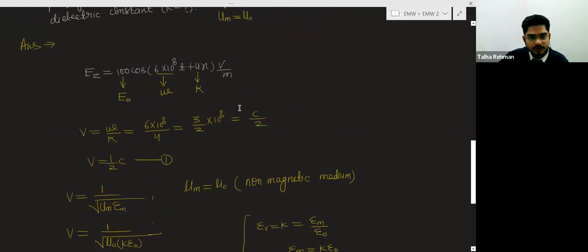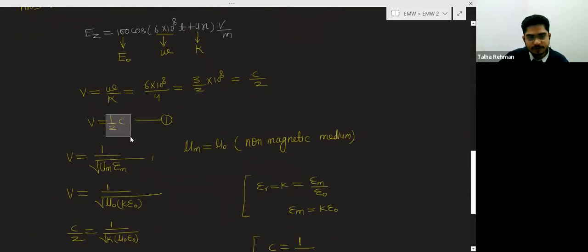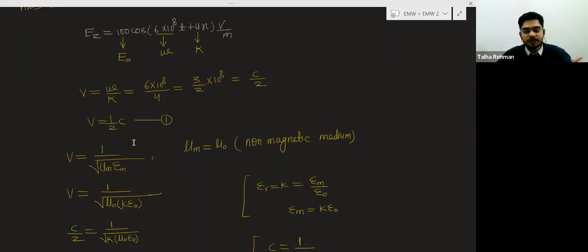So see here, basically this is half of C, half of the speed of light, but in free space. Remember, in free space, or in vacuum, or in air. The speed of light can travel in any medium. Light can travel in glass also. Light can travel in water also. But the speed of the light will be different.